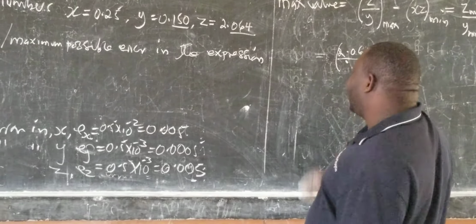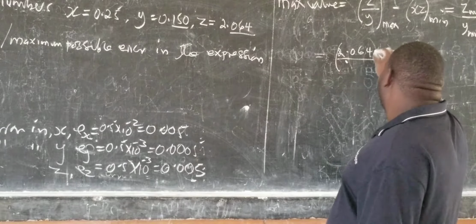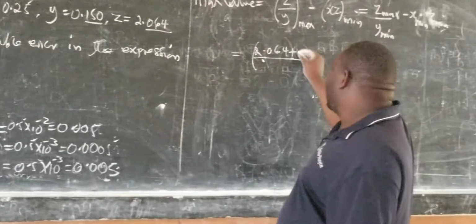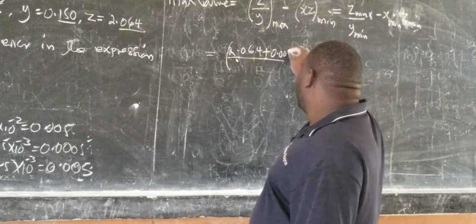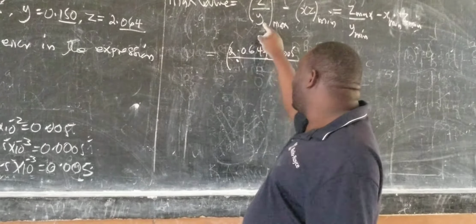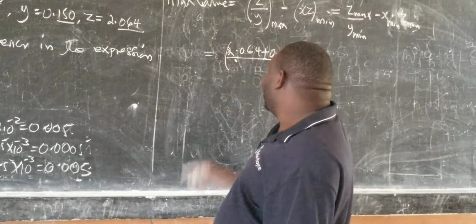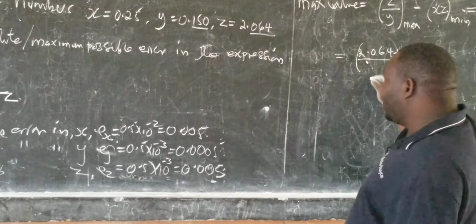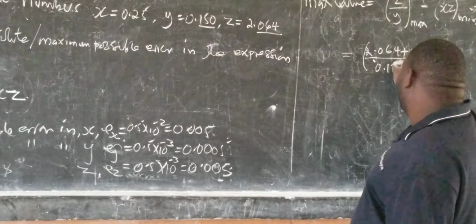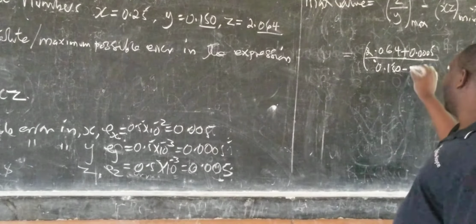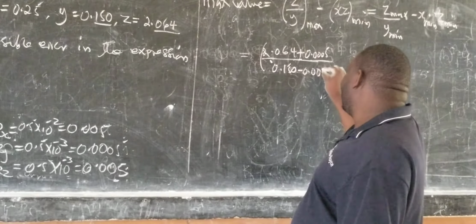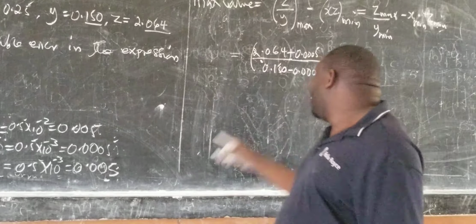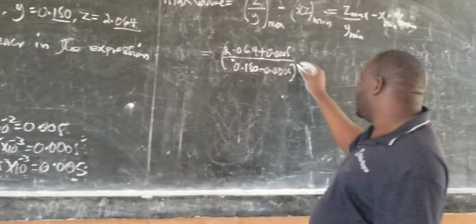2.064 plus, because we are maximizing it, plus its error, which is 0.0005, then over y, and y should be minimized because we want to get the maximum outcome there. So y will be 0.150 minus its error, which is 0.0005. That is the maximum possible error in y. 3 decimal places, 3 zeros there.